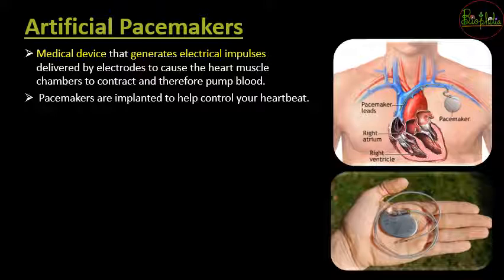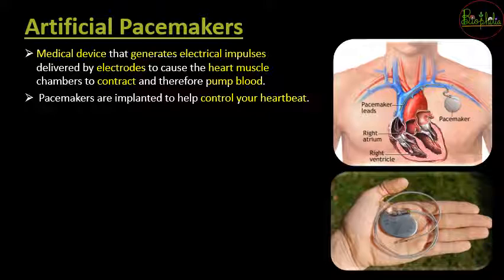So that is going to help you generate those electrical impulses which are going to be delivered by the help of electrodes. And when these electrical impulses are delivered, your heart muscles are going to get those messages, and they will start pumping and relaxing to pump the blood throughout your body. So the problem is solved with the help of an artificial pacemaker. So these pacemakers can be implanted to help control your heartbeat.